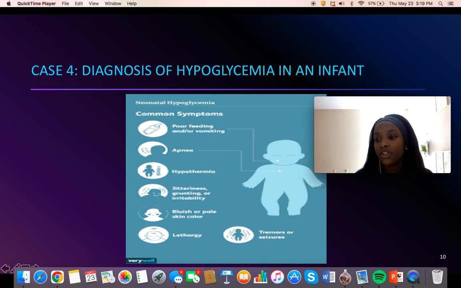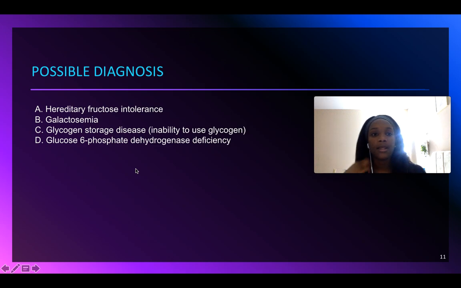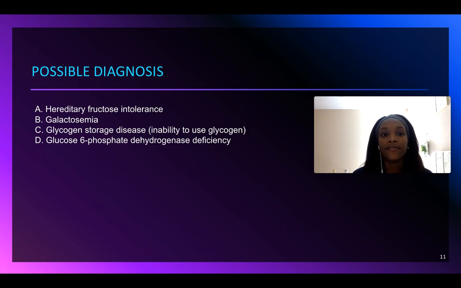Her lab results show hypoglycemia with an otherwise relatively normal profile. The key points to consider here are the response to epinephrine and the presence of hepatomegaly. Now, let's go through some of these possible diagnoses and talk about why they are incorrect. First, we have hereditary fructose intolerance.